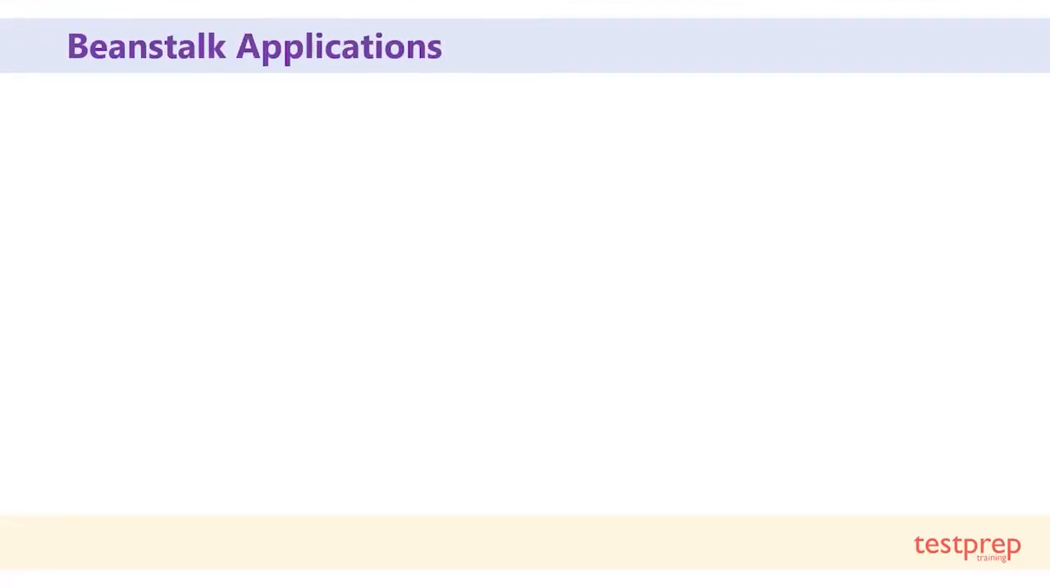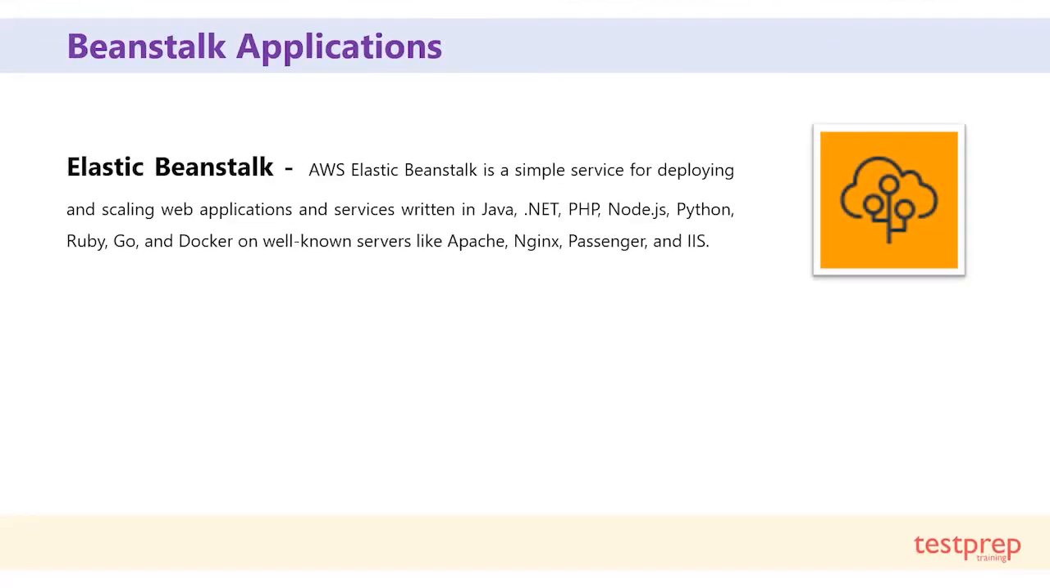Under Beanstalk Applications, we have Elastic Beanstalk. AWS Elastic Beanstalk is a simple service for deploying and scaling web applications and services written in Java, .NET, PHP, Node.js, Python, Ruby, Go, and Docker on well-known servers like Apache, Nginx, Passenger, and IIS.